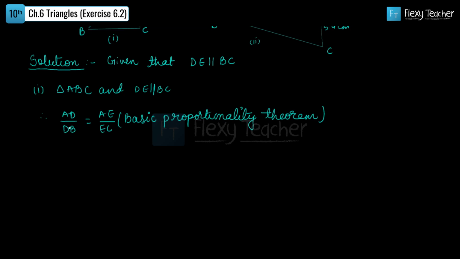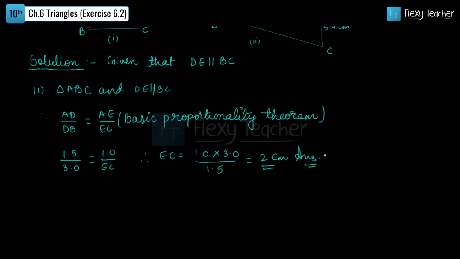AD is given to us as 1.5. DB is given to us as 3. AE is given to us as 1 and EC is not given to us. Therefore, EC is equal to 1 into 3 upon 1.5, which is equal to 2 centimeter. And this is the answer.